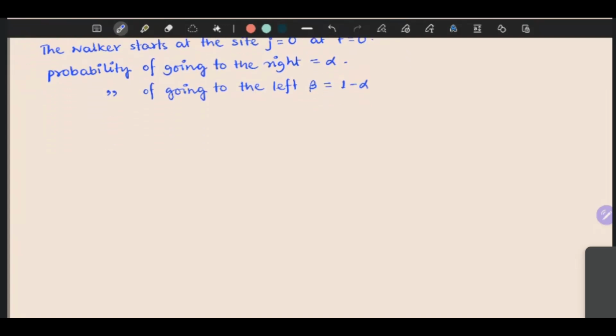Let us consider again that a is the lattice constant, or we can think of it as the random step length, constant, and tau is the size of the time step.